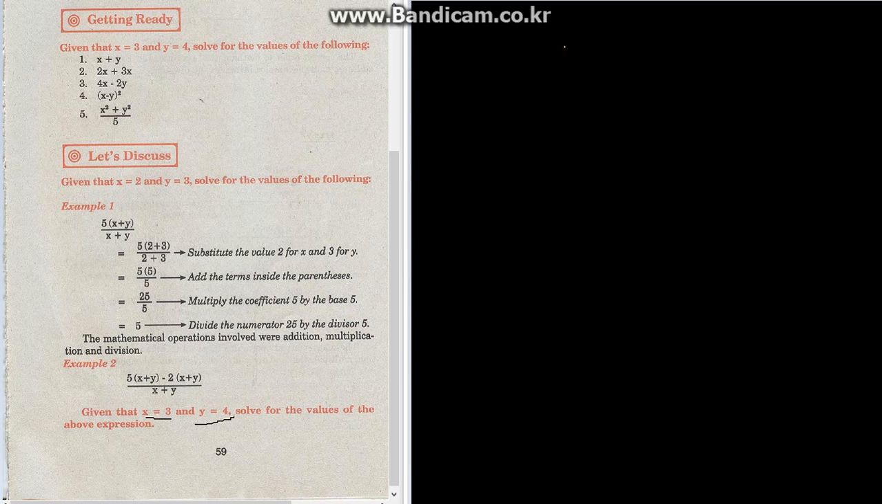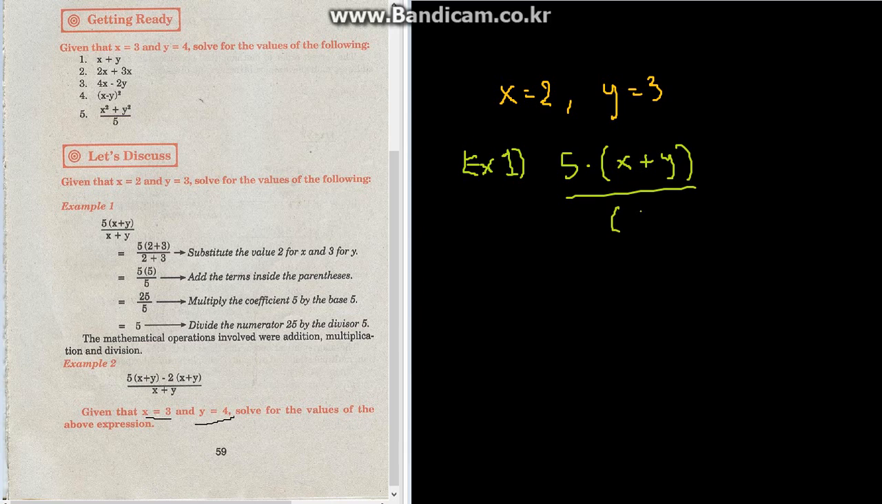So in Let's Discuss, we are going to try to solve some of the questions with more than 2 operations. Given that x is equal to 2 and y is equal to 3, solve for the values of the following. So we're gonna try example number 1. Example number 1 says 5 times (x plus y) divided by (x plus y), and what do we do first?